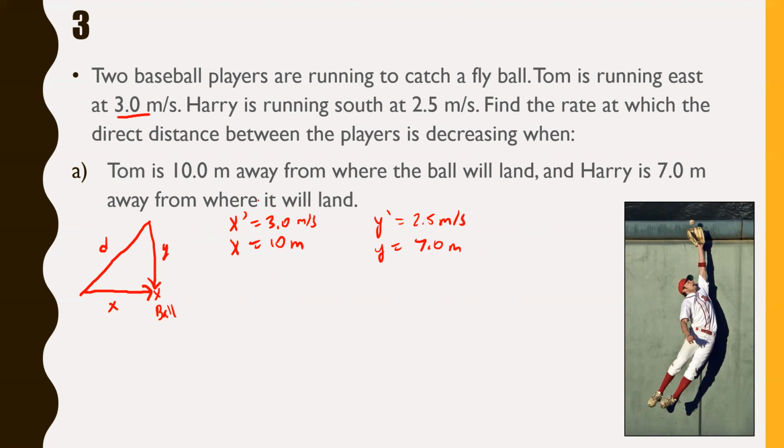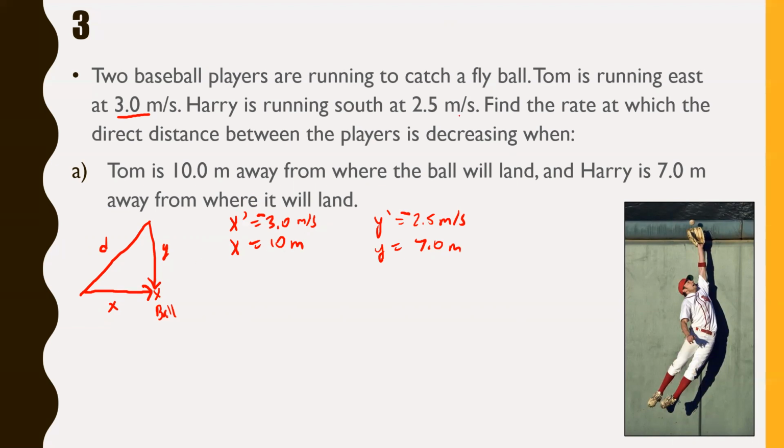So what I think we actually need to do here, and I apologize for not mentioning it earlier, is that these rates of change, the 3 meters per second and 2.5 meters per second, actually need to be negative numbers. So I'm going to put a negative on both of those. And again, that's just because those side lengths are shrinking. It is the rate of change of our side length, or in other words, the rate of change of the distance that these guys are away from where that ball will land.